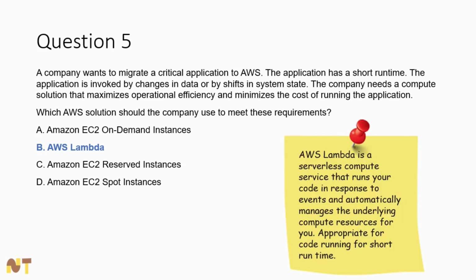AWS Lambda is a serverless compute service that allows you to run code without provisioning or managing servers. It automatically scales and manages the infrastructure required to run the code in response to incoming requests or events. Since the application has a short runtime and is invoked by events, AWS Lambda event-driven architecture is well suited for this scenario. Now, let's move on to the next question.